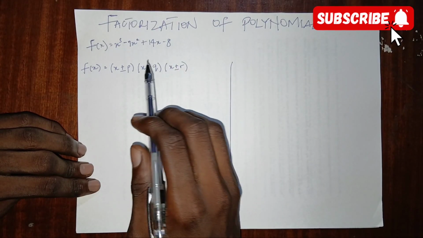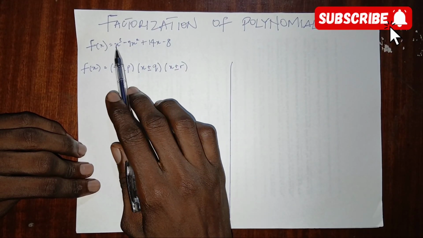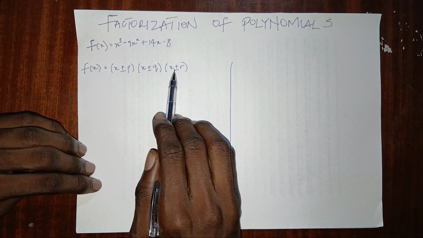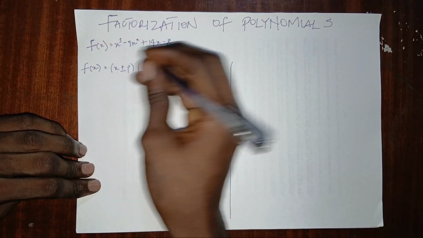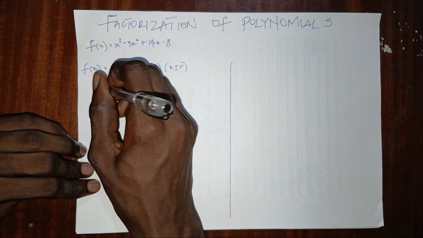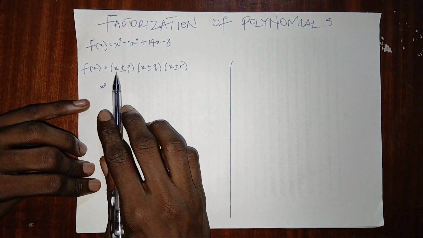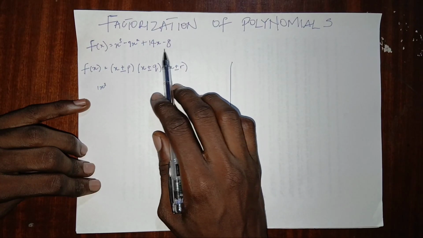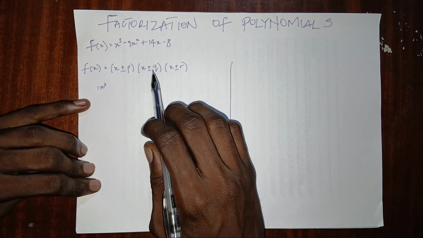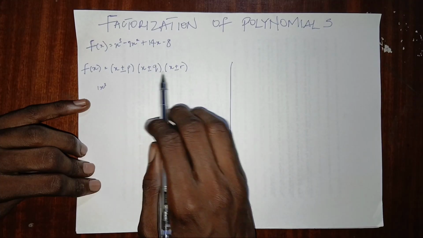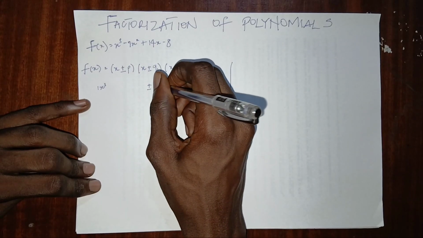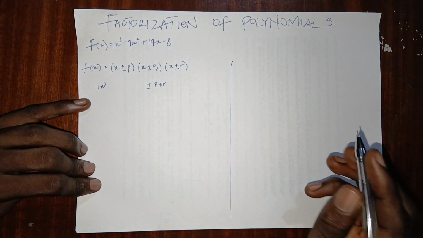the only way to get this x cubed is to multiply this by this by this. So the answer here is 1. The only way to get the 1, you have to multiply this and this. Also, the only way to get the last term here, that's minus 8, you have to multiply this times this times this. That is, plus or minus pqr.